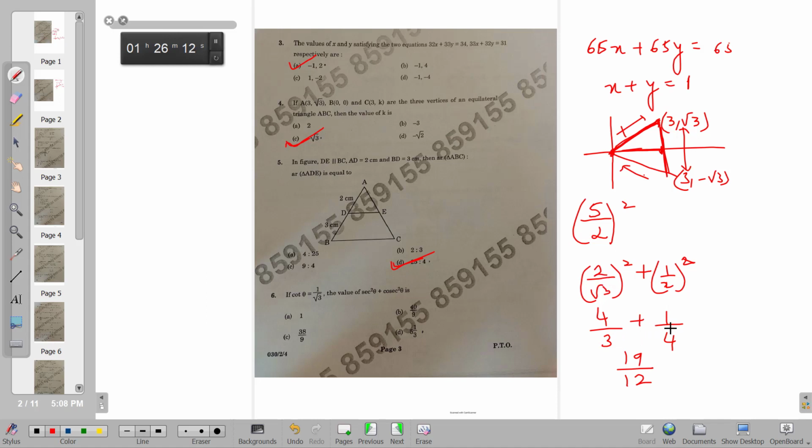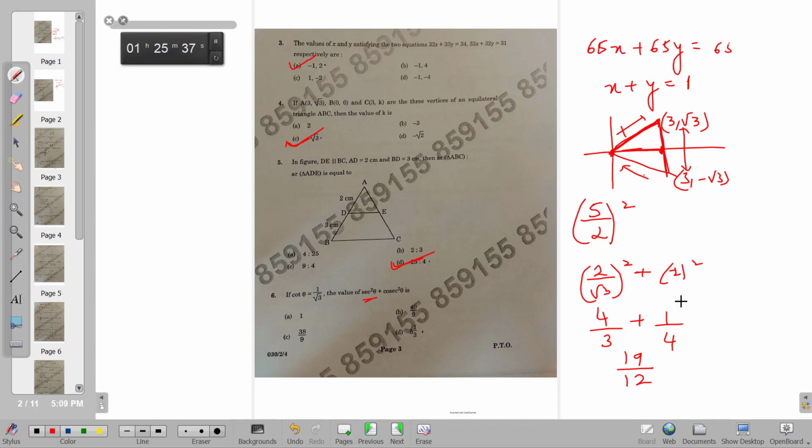Let me check this, because my options are not matching. So I need to quickly check this. Cot theta is 1 by root 3 means theta is 60 degrees actually. Okay. But even if you have 60 degrees, sec square of 60 would have become 2 square, not half square. Yes, that's where I made the mistake. Let me correct that. So this will become plus 2 square. Okay.